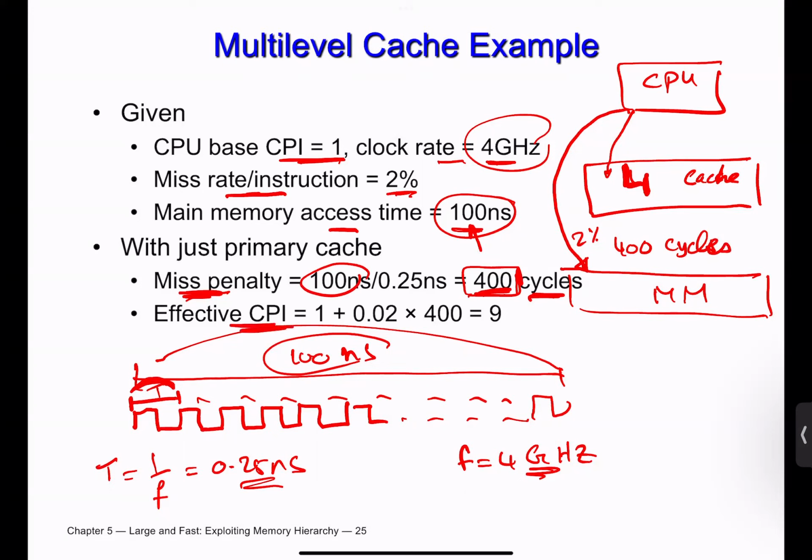So what is my effective CPI? It will be the base CPI, which is 1, plus 2% of the time I have to pay 400. So 2% multiplied by 400, plus 1, gives you 9. So each time I miss something in my L1 cache I have to pay 400 cycles, and accordingly my effective CPI right now will be 9 instead of 1. Can you see the difference?